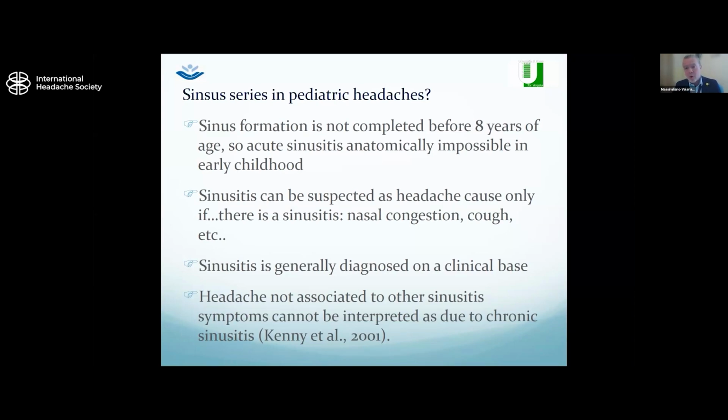And another important point is the age, because we must consider that the frontal sinuses are not completely shaped till the age of 8, 9. Thus, it is anatomically impossible to have frontal sinusitis before this age. And sometimes we can see 4, 5 year old children treated with antibiotics.